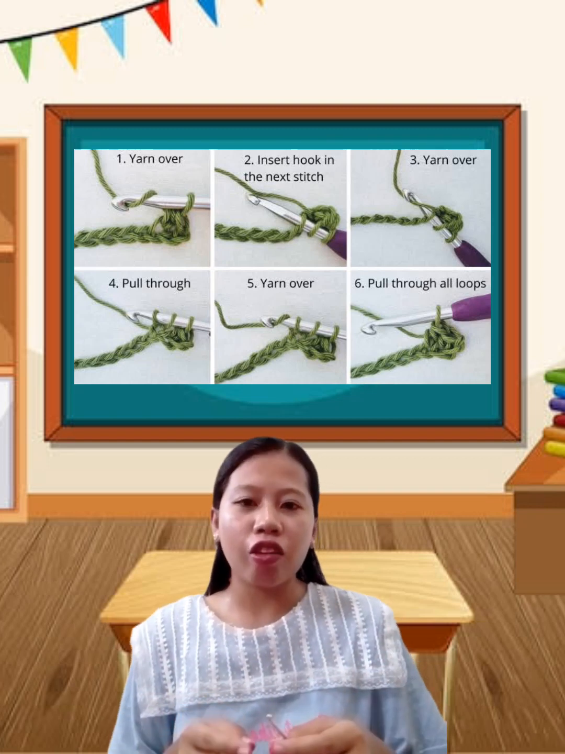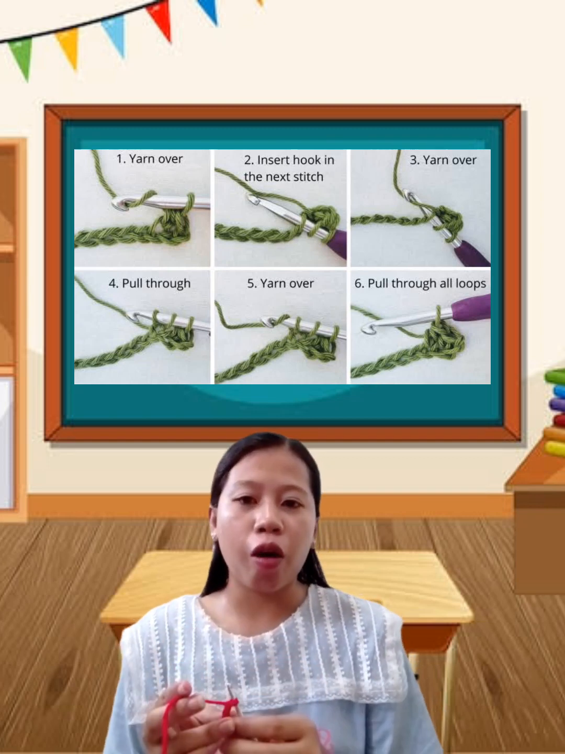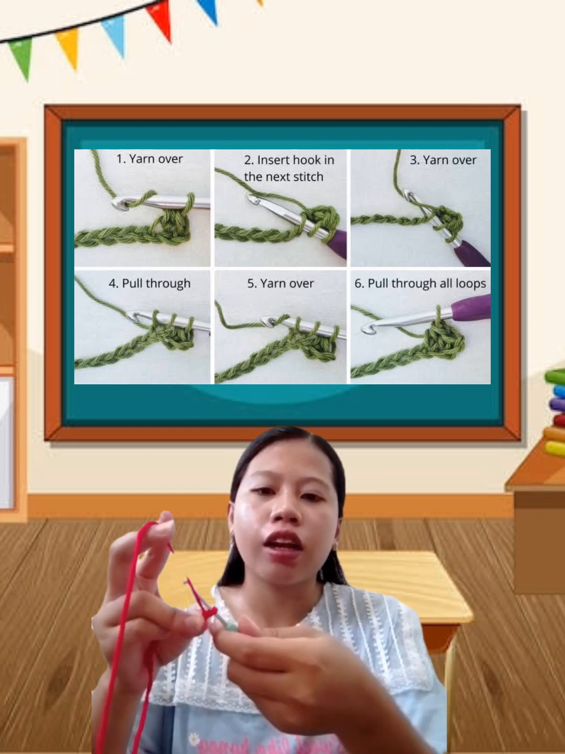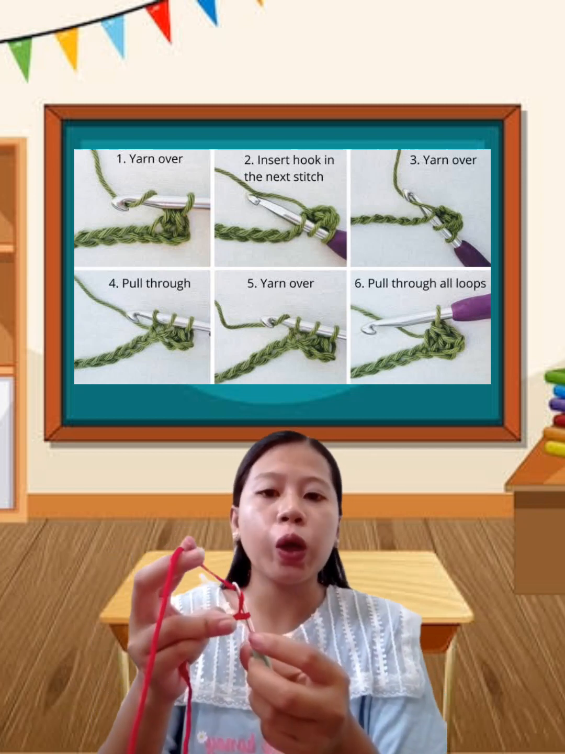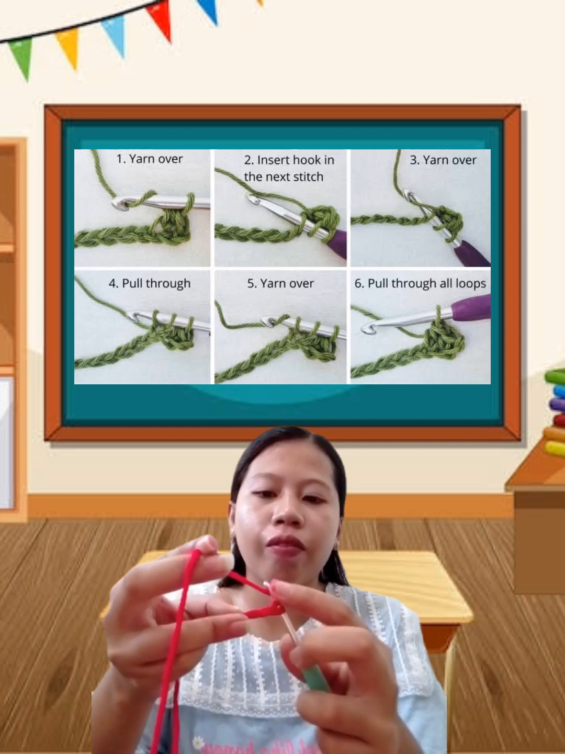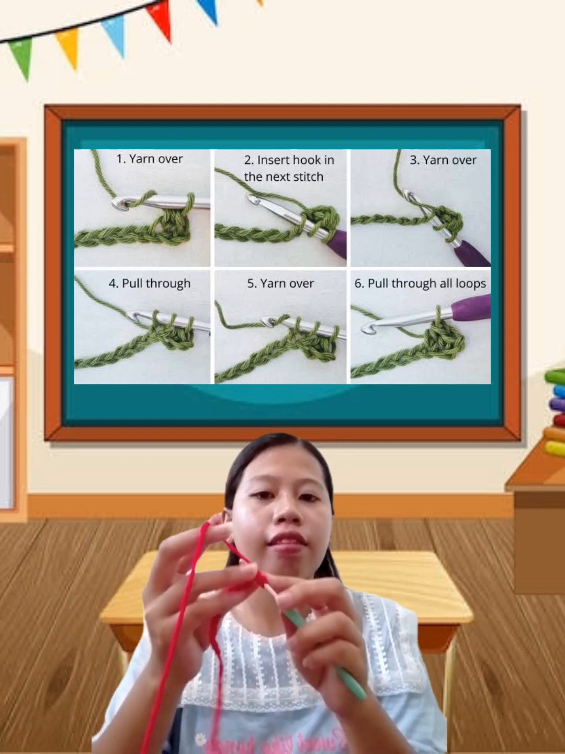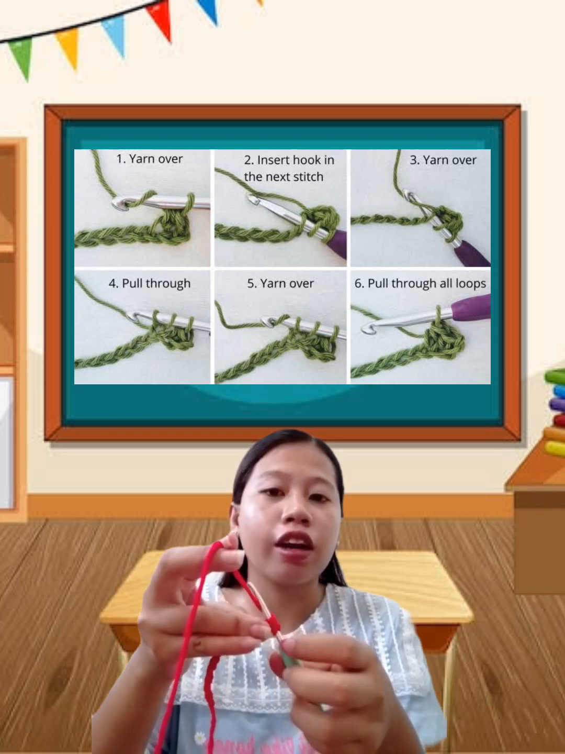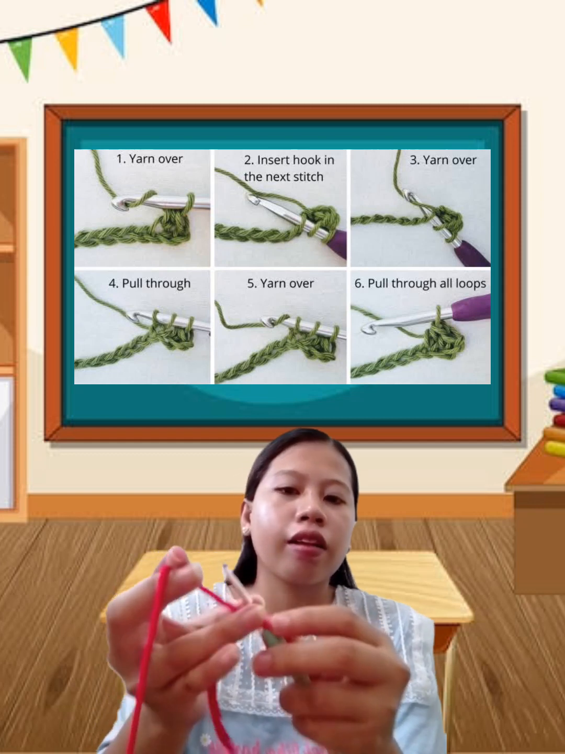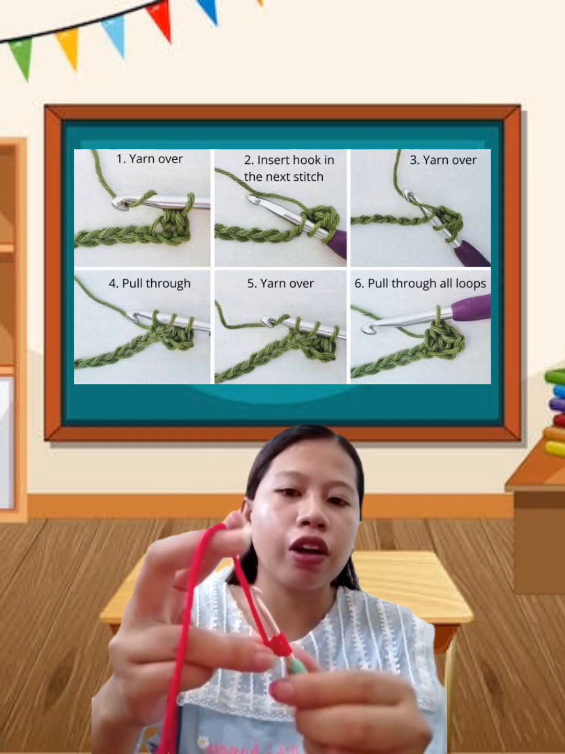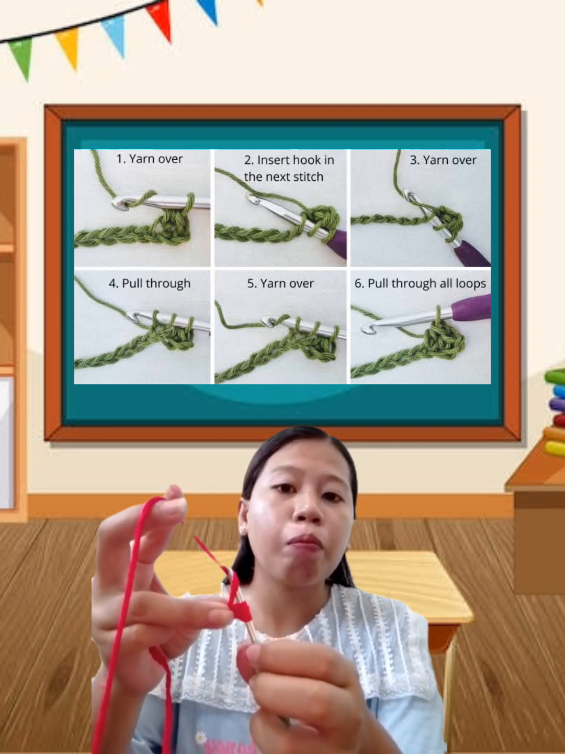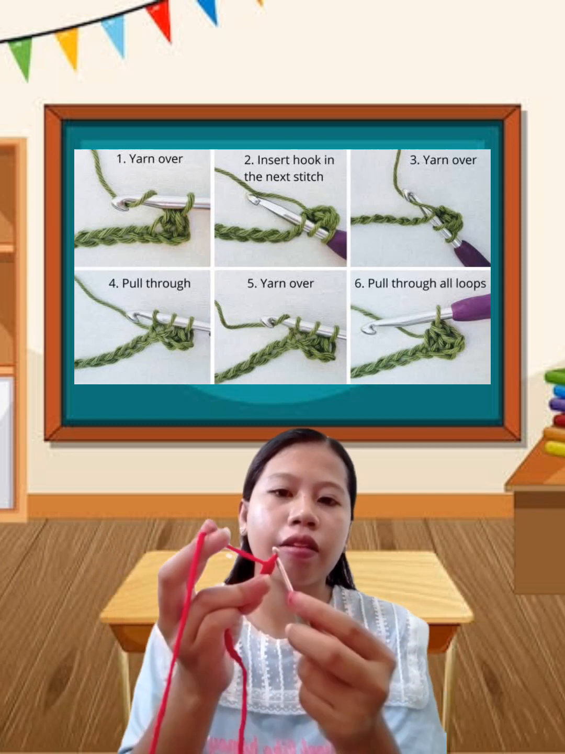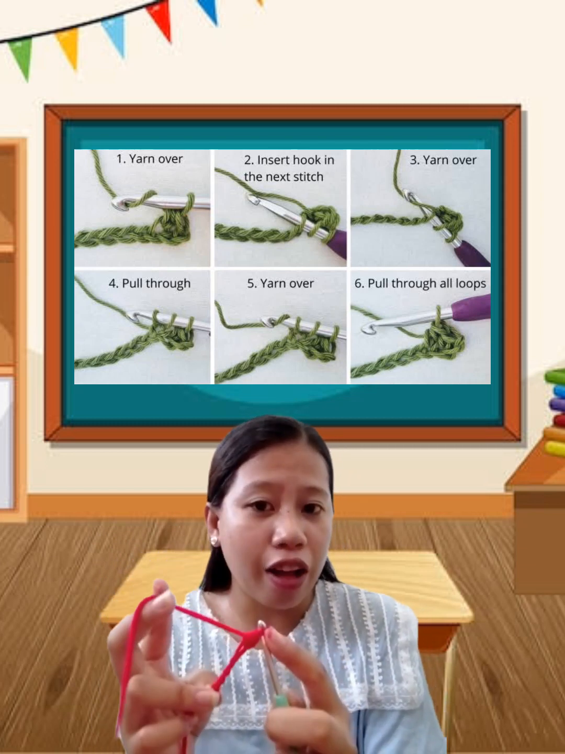And now I will teach you how to make a half double crochet. So step 1, yarn over. Step 2, insert hook in the next stitch. Step 3, yarn over. Step 4, pull through. Step 5, yarn over. Step 6, pull through all loops. And that's how to make half double crochet.